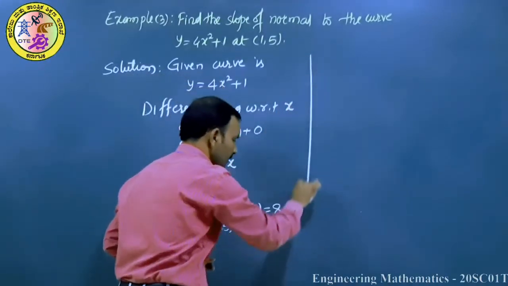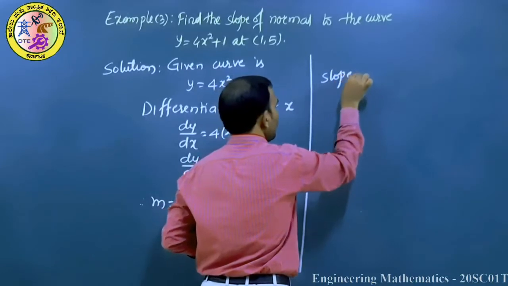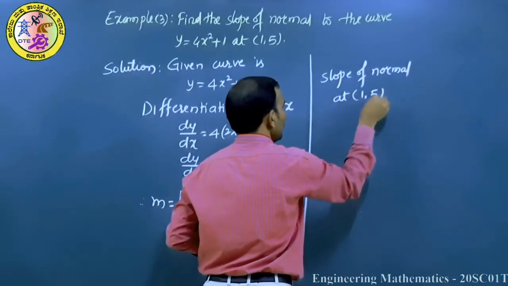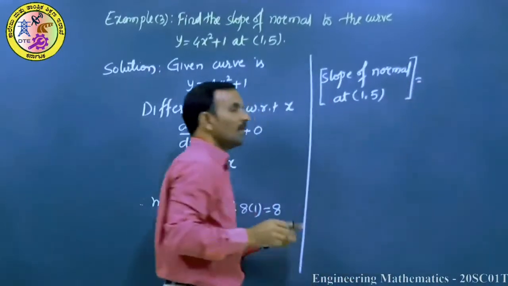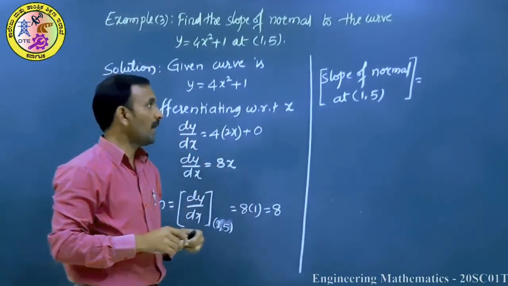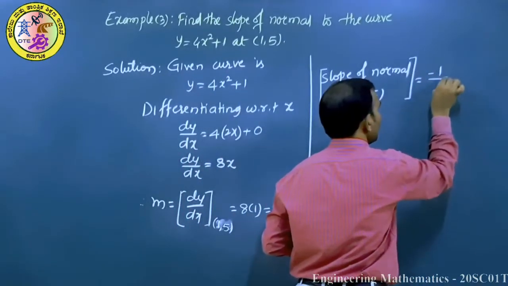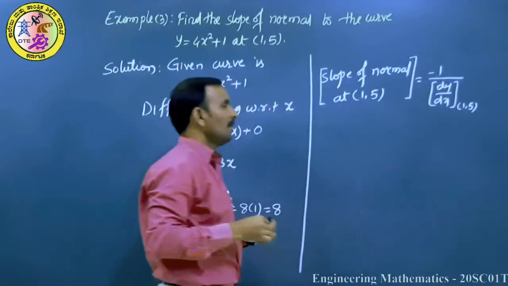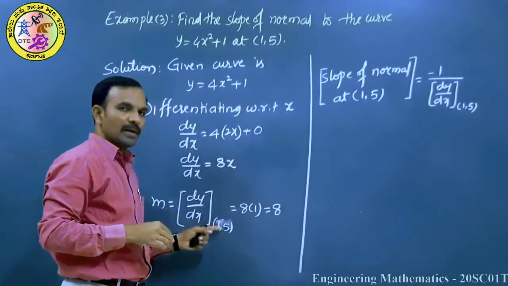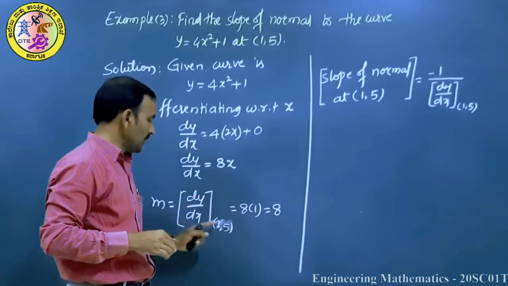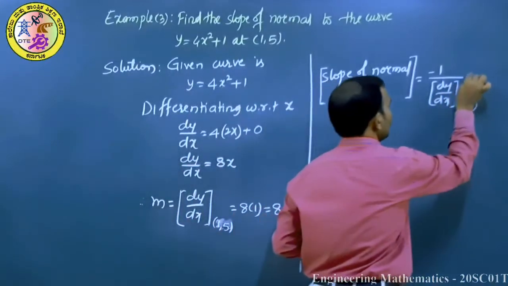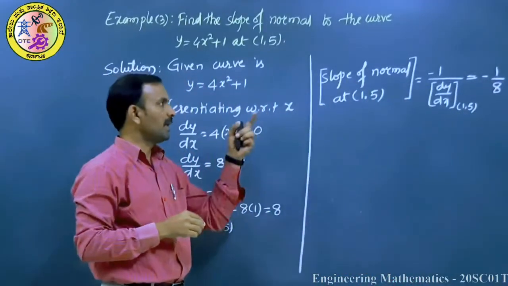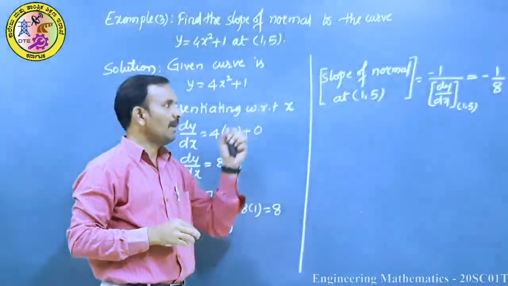Already we know that the slope of normal at (1, 5) is equal to minus 1 by m. What is that m? dy by dx at point (1, 5). Minus 1 divided by m. The m value is dy by dx at (1, 5), that is 8. Substitute the value: minus 1 by 8. Then the slope of normal is minus 1 by 8.